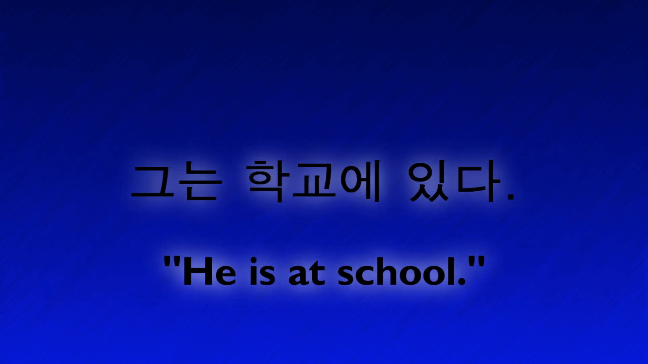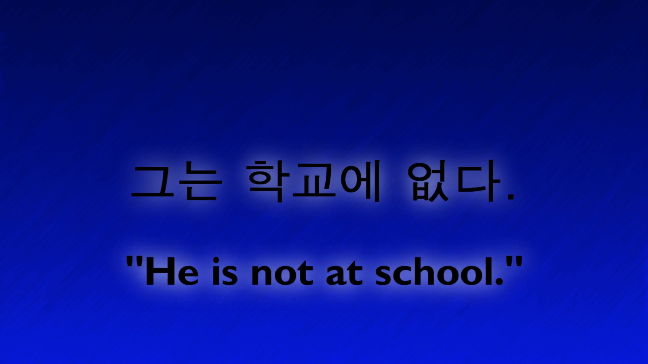Here's some more examples used in a different situation. 그는 학교에 있다. Notice that we use 있다 here and not 이다. The 있다 shows that he exists at school, and the 에 shows where he exists at. If we used 이다, it would essentially be saying he is equal to at school, which doesn't make sense in Korean or English. 그는 학교에 없다. Or a bit more literally, he does not exist at school.